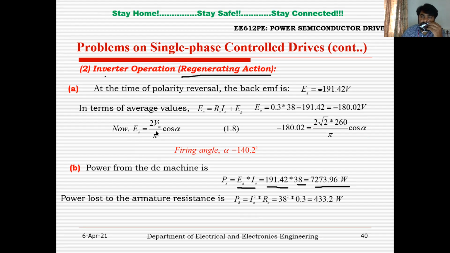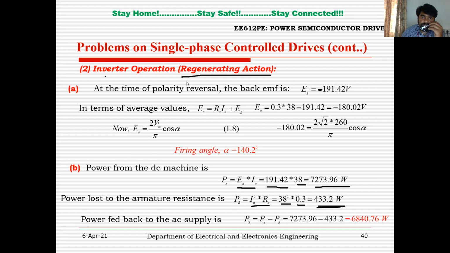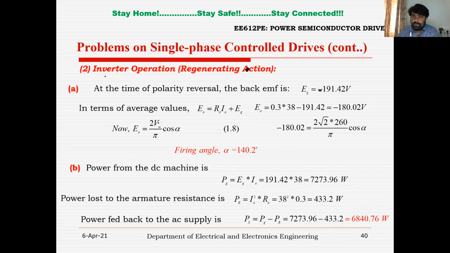Power lost due to armature resistance, you can calculate by I square R, right? We know it is 38, RA is 0.3, we will get the power loss in the armature as 433.2 watts. So if you subtract this power loss from the net power, then you will get the power fed back to the supply, which is 6840.76 watts. So this much power is fed back to the supply when the field excitation is reversed, and the machine will behave like in a regenerative action, right? So this is the first problem.